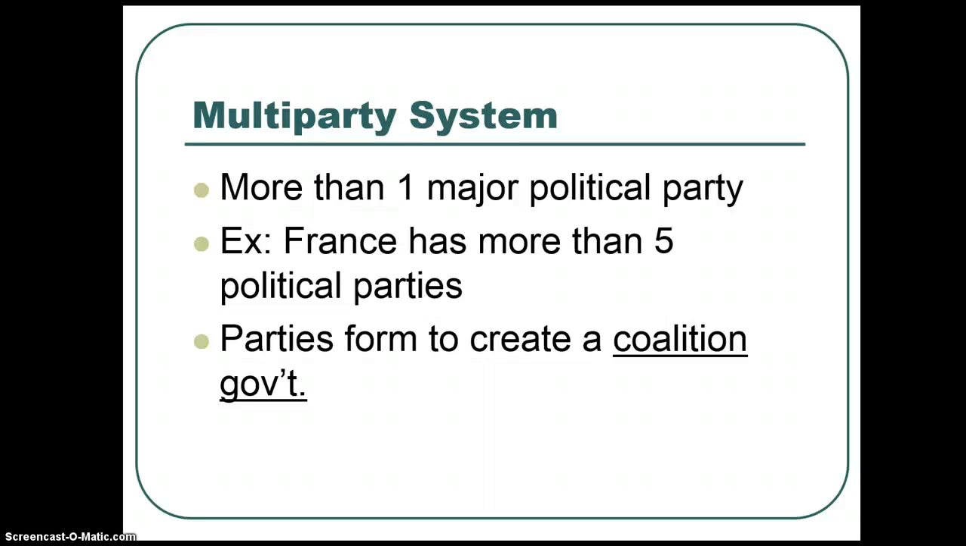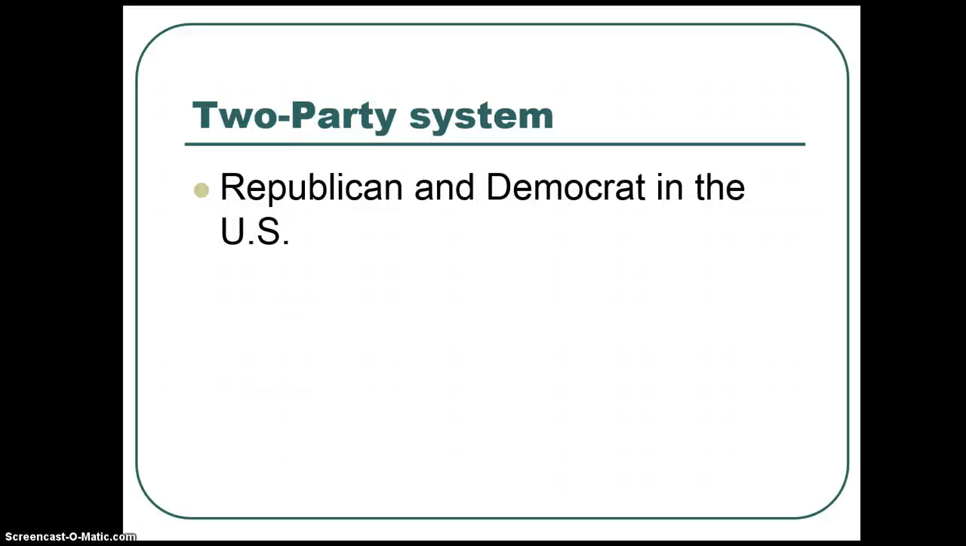There's a multi-party system, which is pretty self-explanatory. There's more than one political party. Most European countries have a multi-party system, and because they have so many parties, they have to form coalitions. So the parties have to come together and agree to compromise in order to get something done.